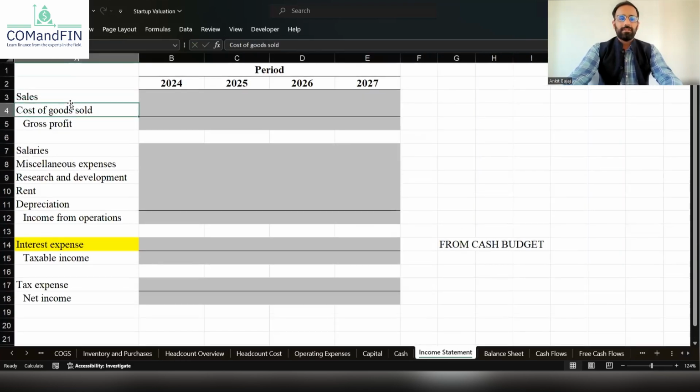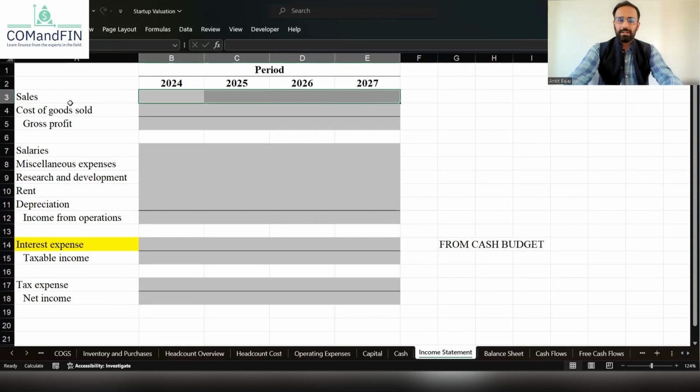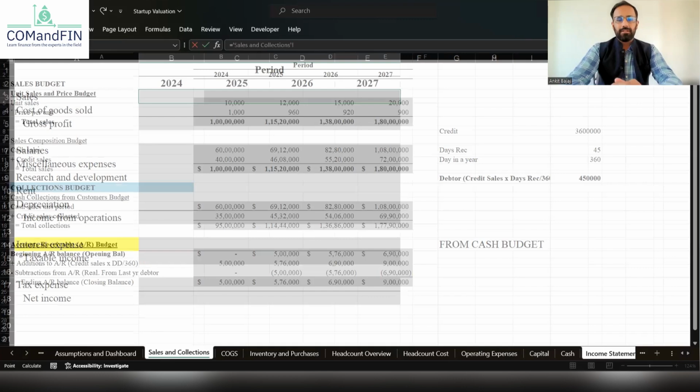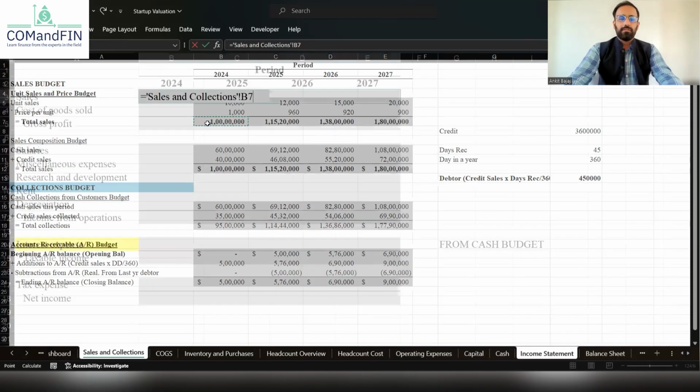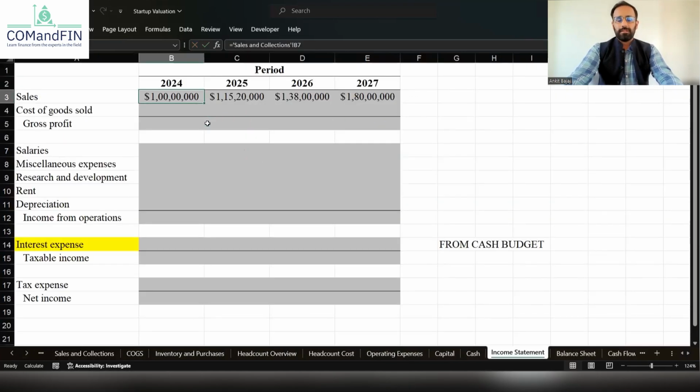Here, we have calculated the sales value. So from there, you will bring the sales value in the sales and collection sheet. We have calculated the sales value, right? So from this sheet, we will bring the sales value. So here you can see total sales value is given, which is 1 crore 15 lakh. So these values we have to bring here, right? So we know the sales value.